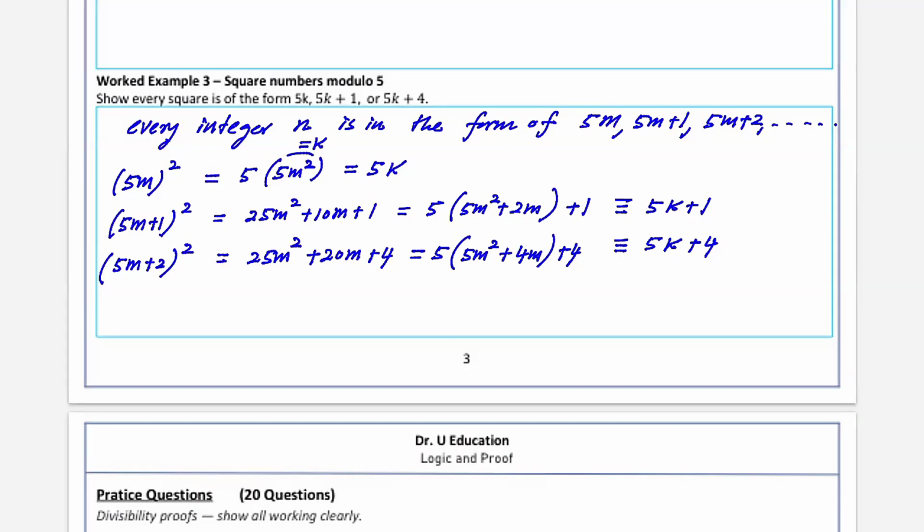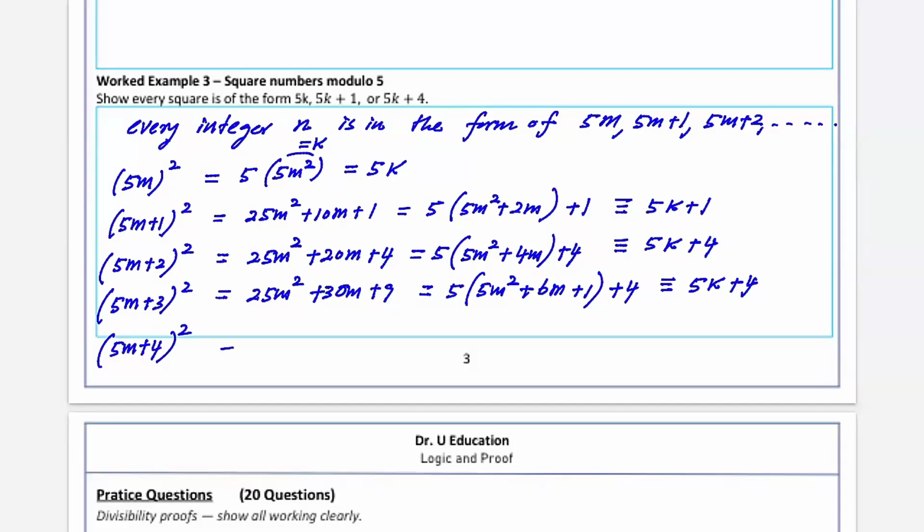And then let's see 5m plus 3. Let's see that. That would be again 25m squared plus 30m plus 9. So it's going to be 5 times (5m squared plus 6m plus 1) plus 4. Yeah.